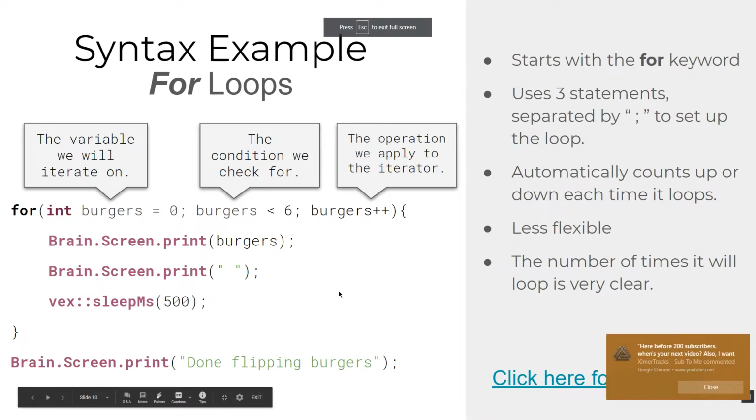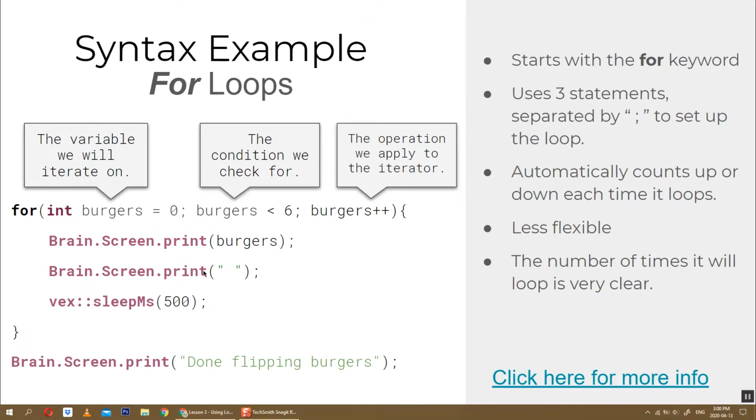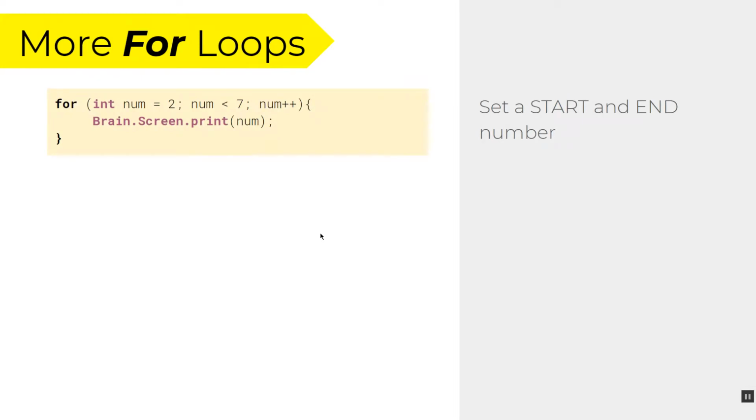So basically, in this case, you have burgers equals 0, burgers less than 6, burgers plus plus. That's what it looks like. This is what it means. And then you have this repeating 6 times, from 0 to 5, basically. So the first burger, then the second burger, all the way to 5, and then we're done. So let's look at some other for loop examples. Here we have setting a start and end number.